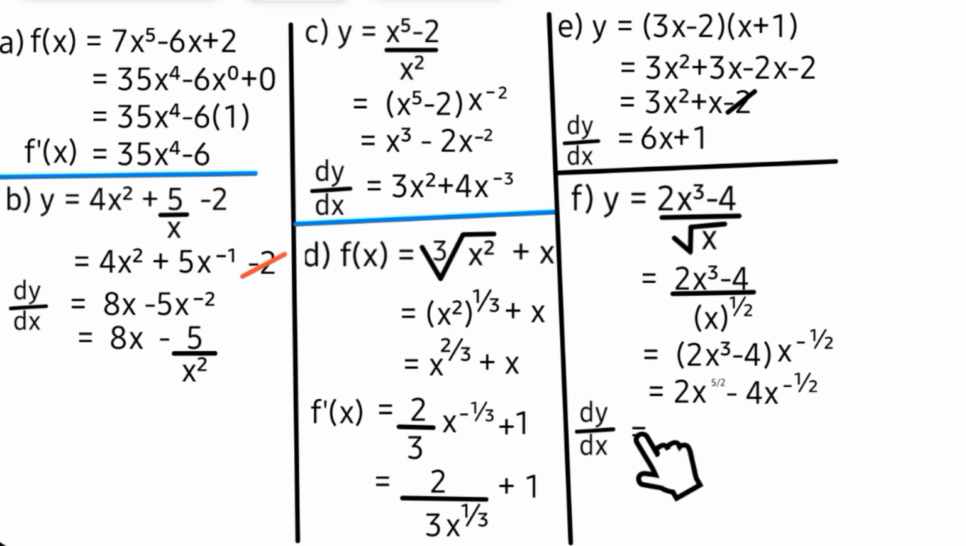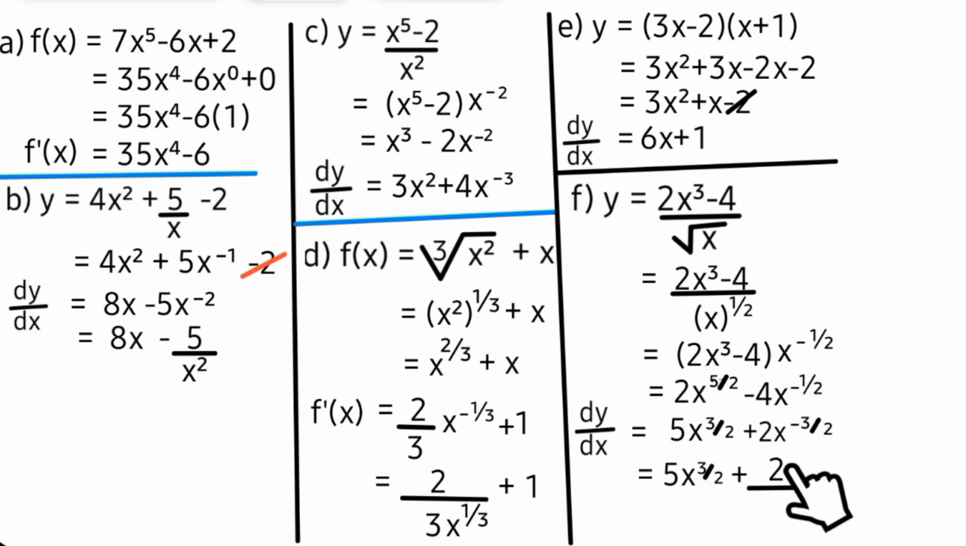Now let's differentiate this. 5 over 2 times 2x, 5 over 2 minus 1, minus 1 over 2 times minus 4x, minus 1 over 2 minus 1. So taking this further, plus 2 over, bringing x raised to the power of minus 3 over 2 down, becomes positive x raised to the power of 3 over 2.